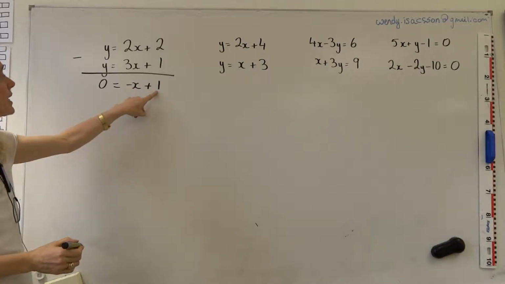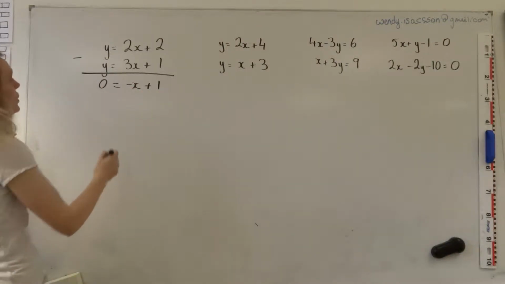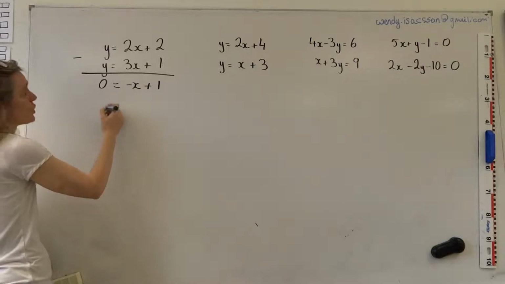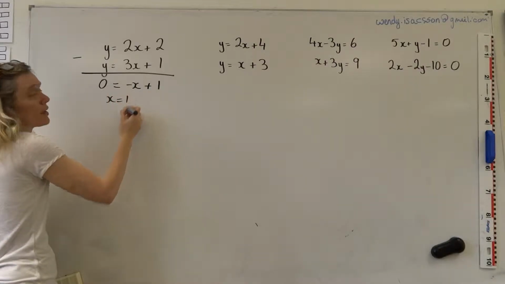So I know that minus x plus 1 equals 0. Just rearrange that equation and take the x to the other side here. It turns into a positive. I now know that x equals 1.